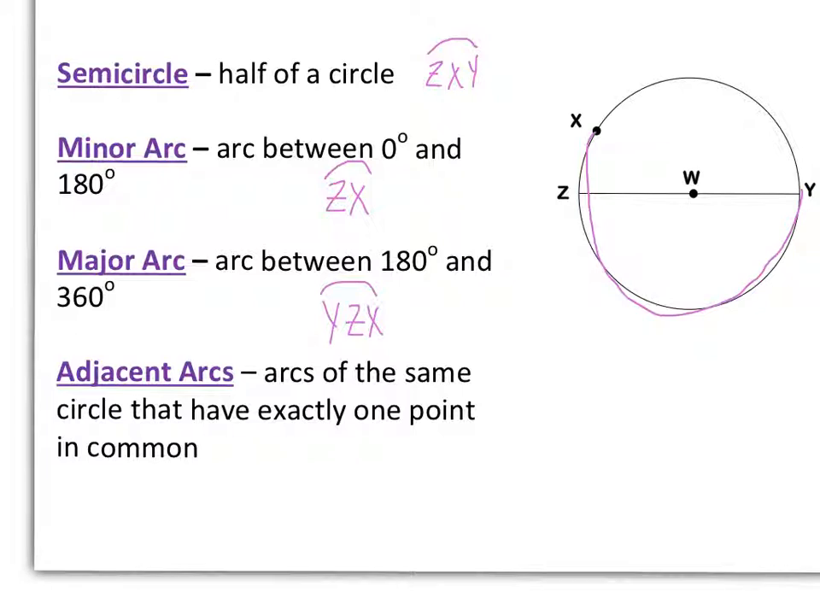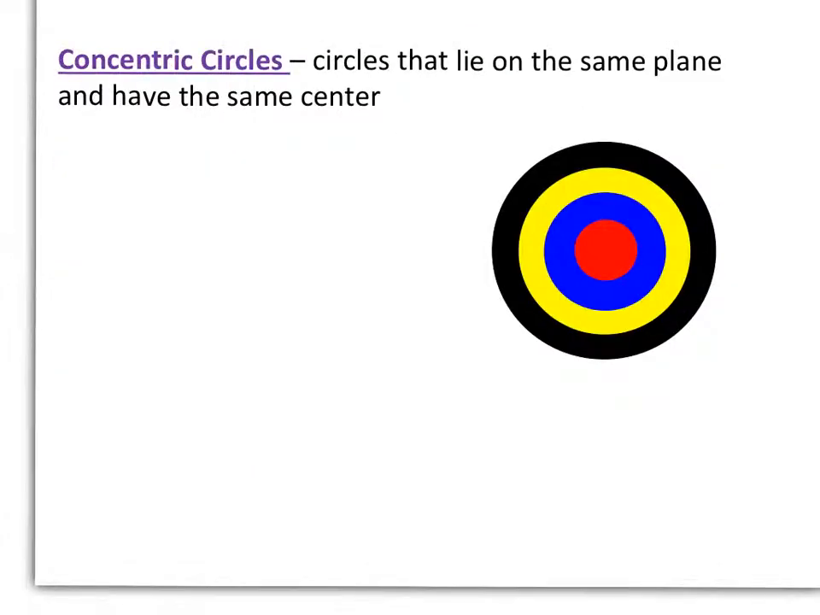Adjacent arcs are arcs of the same circle that have exactly one endpoint in common. So arc YX and arc ZX are adjacent arcs. They share the endpoint X. Concentric circles are circles that lie on the same plane and have the same center. A dartboard is an example of concentric circles.